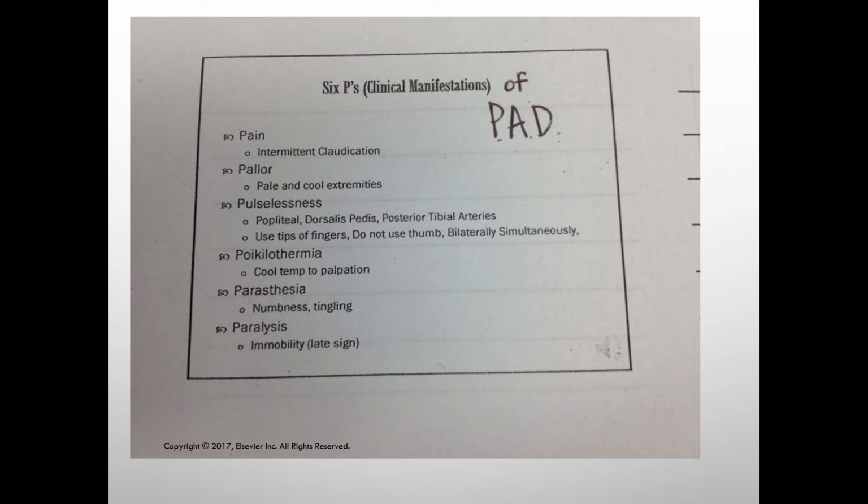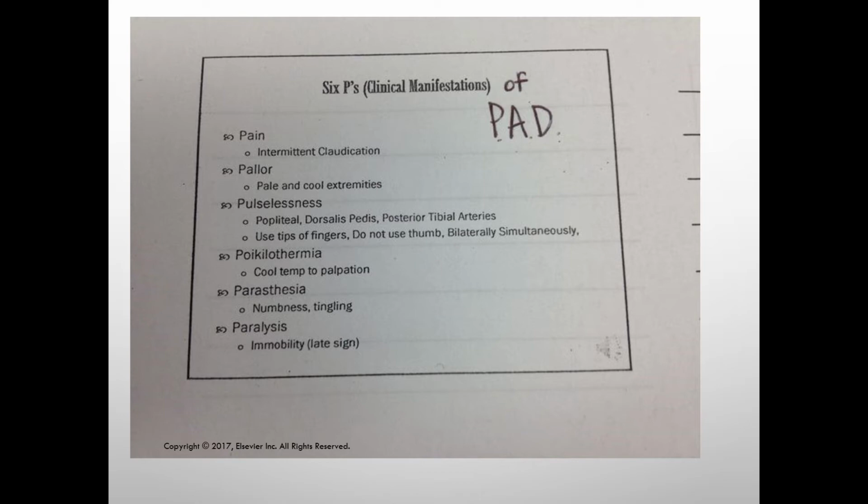So you need to know the type of pain, or the 6 P's: pain, pallor, pulselessness, poikilothermia, which is just cool to touch, and paresthesia and paralysis, or immobility, the inability to move. Palpate bilaterally with the back of your hand when you do your assessment. Don't palpate with your own hand. So all of these 6 P's are clinical manifestations of peripheral arterial disease. So they will have intermittent claudication. They will have pallor, a pale, cool extremity.